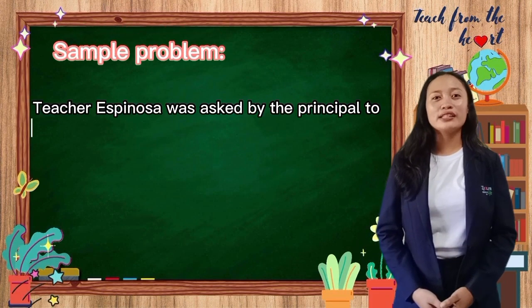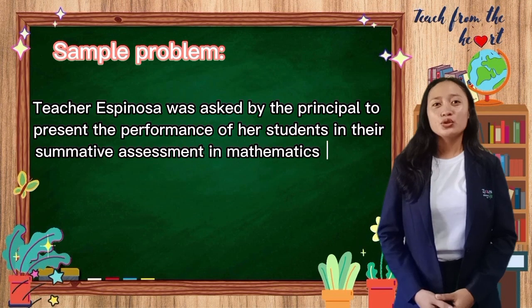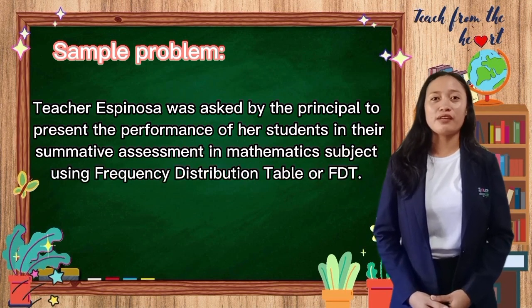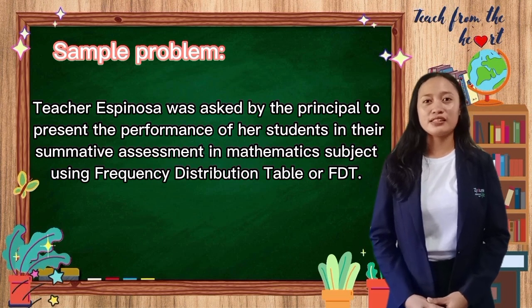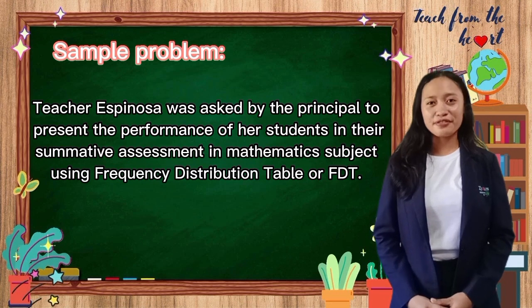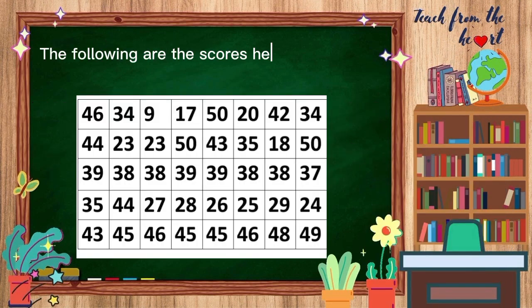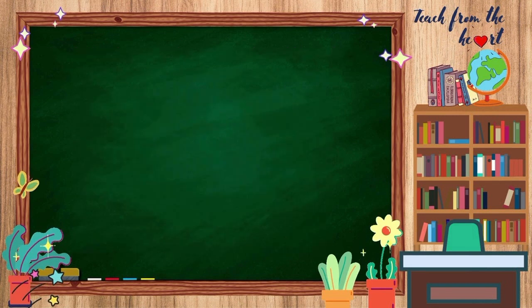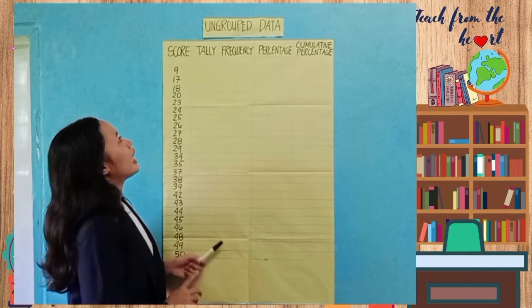Teacher Espinosa was asked by the principal to present the performance of her students in their summative assessment in mathematics using a frequency distribution table, or FDT. The following are the scores of 40 students in a 50-item summative assessment. This table shows ungrouped data.